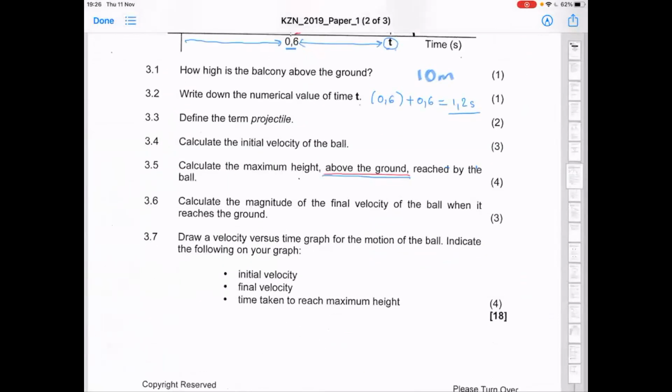Okay, so 3.7: draw a velocity versus time graph for the motion of the ball. Indicate the following on your graph: initial velocity, final velocity, and the time taken to reach the maximum height. Okay, so a velocity time graph for this, you should all be very happy.